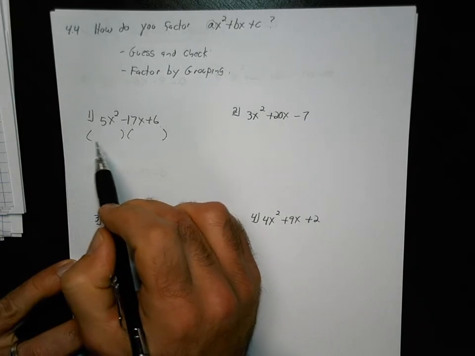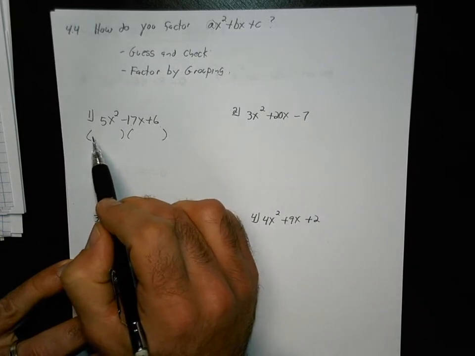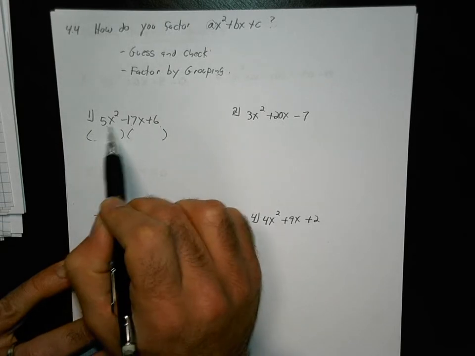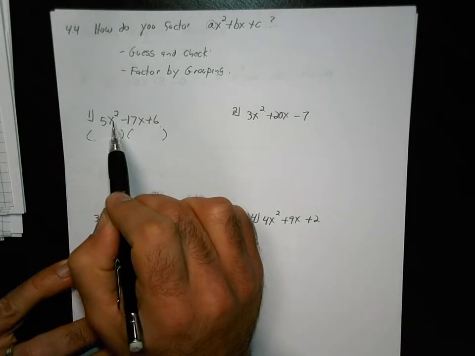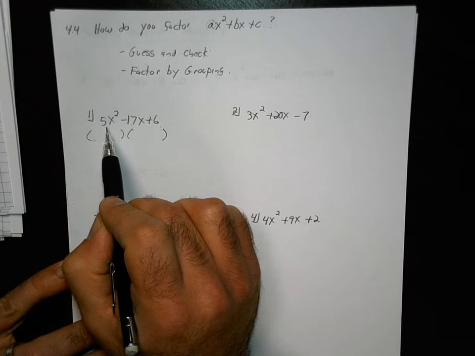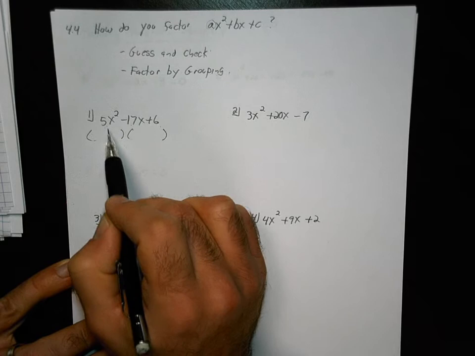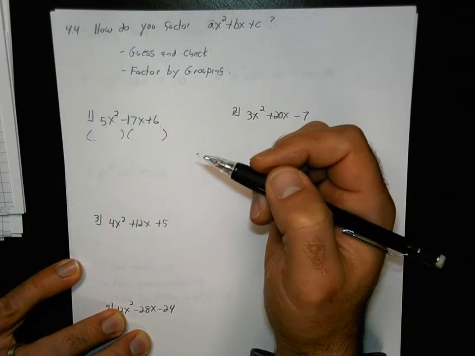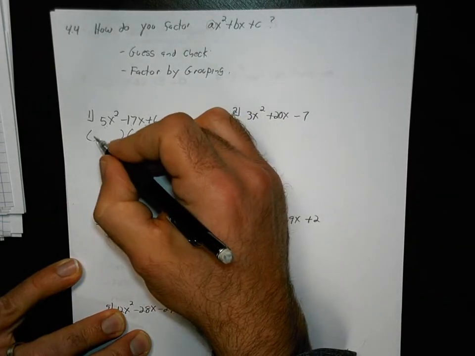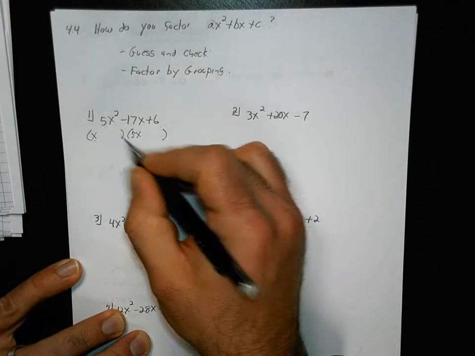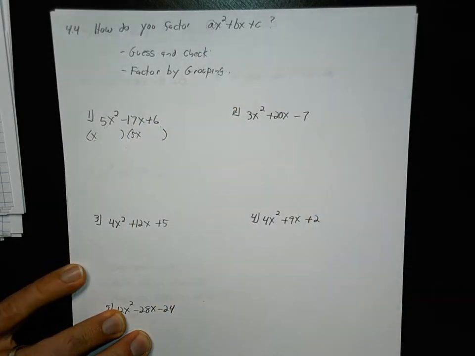So when I guess and check, I have to determine, okay, when I FOIL, I multiply this times this and I get this first term. So how many different ways can I multiply to get 5x squared? Well, this one's easy because there's only one way to multiply to get 5, 5 times 1. Okay, so there's only one way to get x squared, x times x. So this is going to be 1x times 5x.